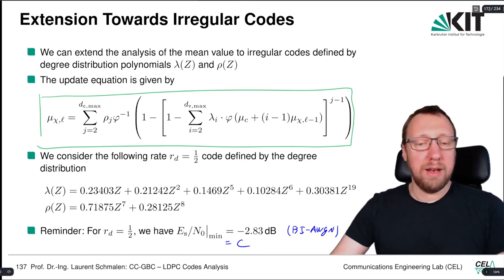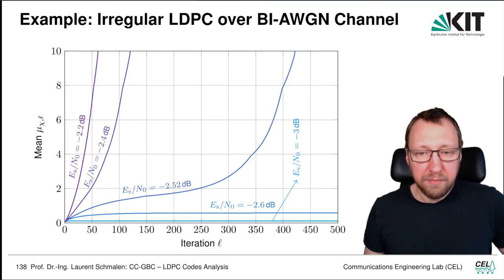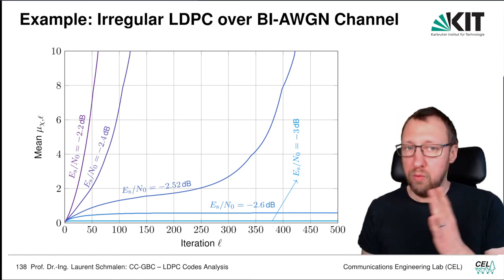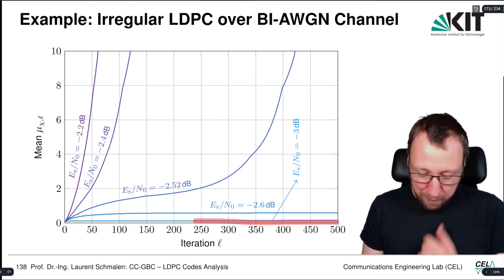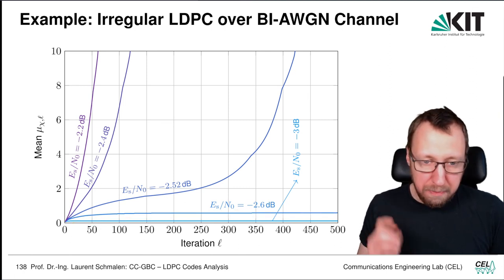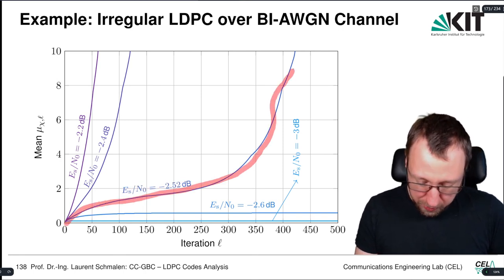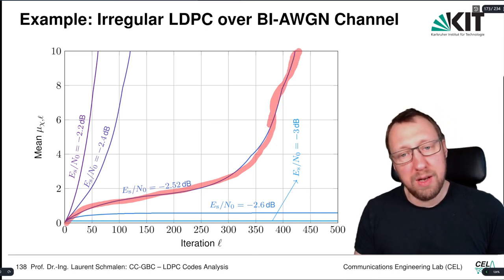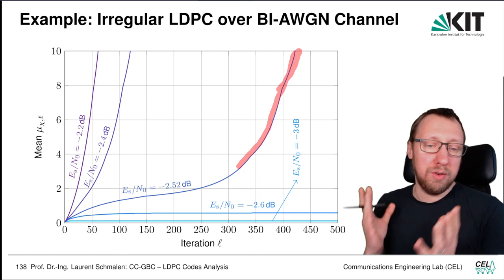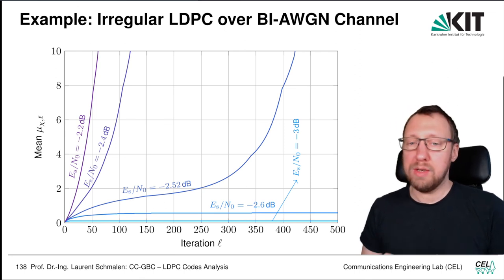So let's take a look at how this irregular code performs, this guy. And this is what we have. So for minus 3 dB, we are beyond capacity. Well, the channel is worse than capacity. We cannot decode. For minus 2.6 dB, we cannot decode. But for minus 2.52 dB, we do 450 updates and we are able to decode. Actually, this is a code that is at least asymptotically able to decode. It has a threshold that is 0.3 dB away from capacity. So it's an outstanding good code.